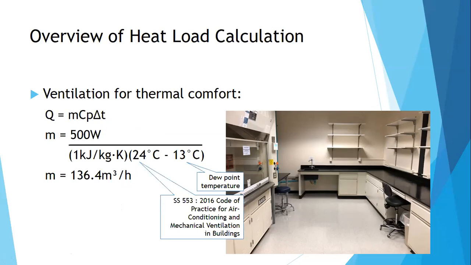Which means this is the temperature of the air at 100% humidity. So the coldest that you can bring inside this space would be 13 degrees Celsius. If you introduce air colder than 13, condensation will start. If you introduce more than 13, no condensation, then it's okay. If you introduce a hotter or higher temperature, your total air will increase because you would have a smaller delta T. So in doing so, we assume 24 degrees Celsius at 50% relative humidity, we will be able to get 136.4 cubic meters per hour.